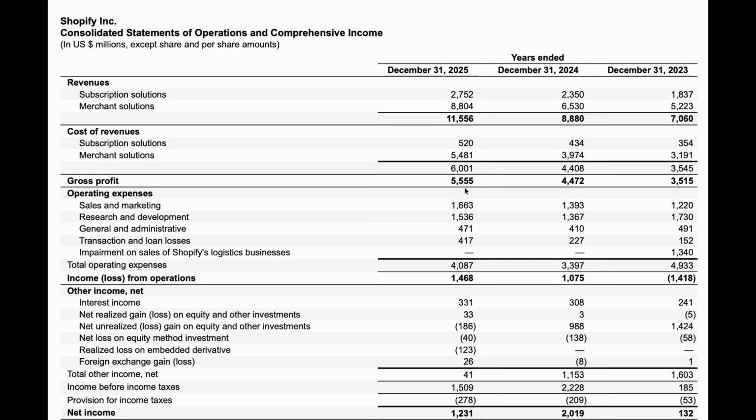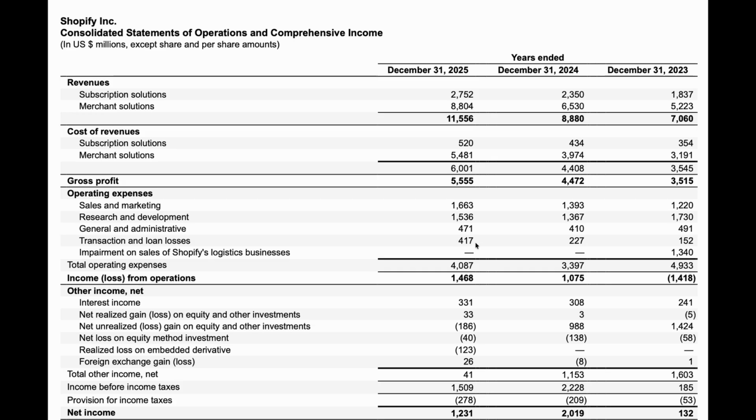Looking at operating expenses, we have 4.1 billion. This breaks down roughly into 1.7 billion sales and marketing, 1.5 billion R&D, and 471 million in general and administrative expenses. And then we have an interesting separate line, which is called transaction and loan losses of 417 million.